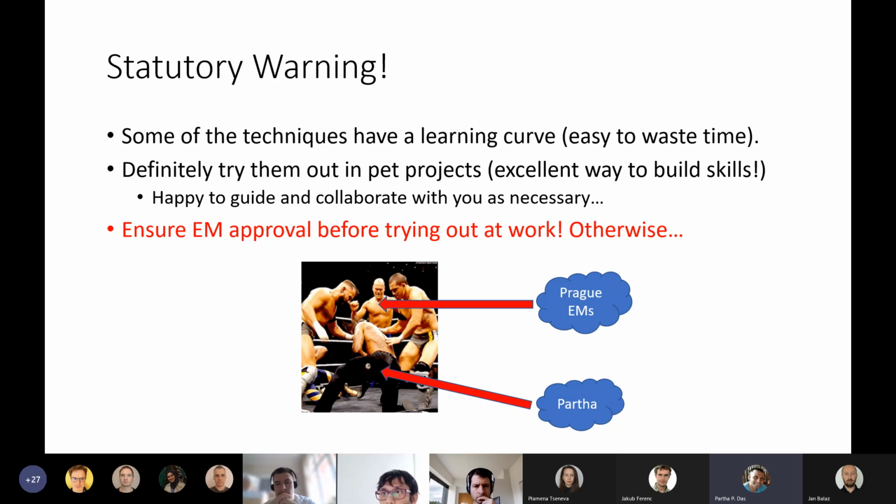And then ensure EM approval before trying it out at work. Otherwise, I'll have the crap beat out of me by your EMs. To be fair, I'm the only one wearing pants in that group, but it won't help when I'm getting beaten up.